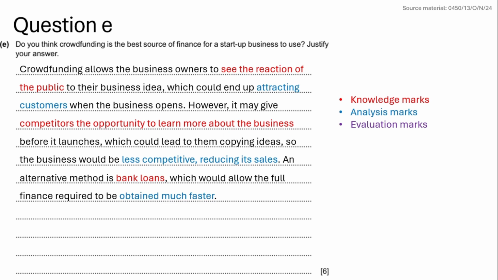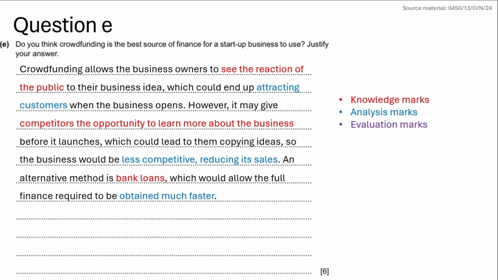Next, you move on to oppose it. However, it may give competitors the opportunity to learn more about the business before it launches, which could lead to them copying ideas, so the business would be less competitive, reducing its sales. You support and then you oppose. Those are 4 marks already. Now you move on to the justification, where you get the last 2.